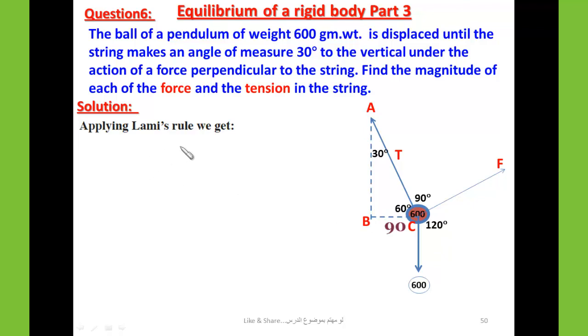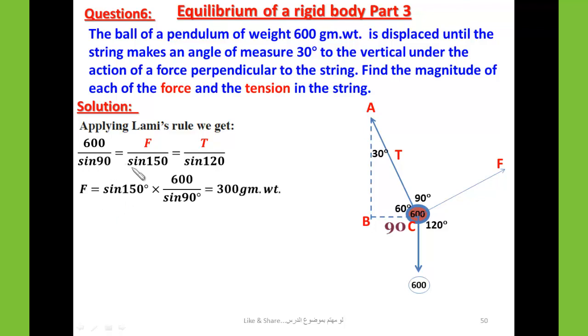And applying Lami's rule, we get 600 over sine 90 equals F over sine 150 equals T over sine 120. And from this proportion, we can calculate each of the force F and the tension T as follows. F equals sine 150 multiplied by 600 over sine 90, which is 300 gram weight, and T equals sine 120 multiplied by 600 over sine 90, which equals 300 root 3 gram weight.